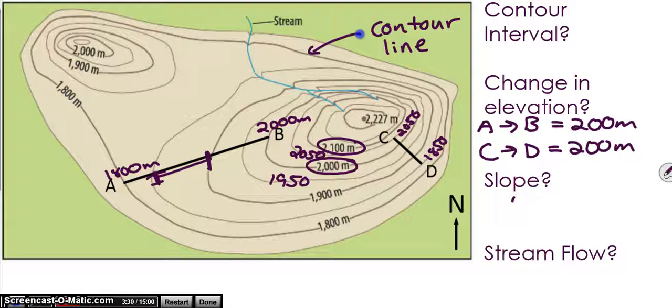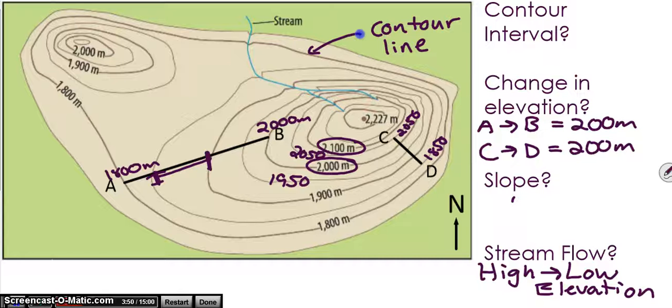Now, the last thing that we can look at in this map is the direction that the stream flows. It will always go from high to low elevation. The hint we can look for is we always want to find our highest point relative to the stream, and that's the peak we see at 2,227 meters. And we see that moving away from that, the stream would flow down.